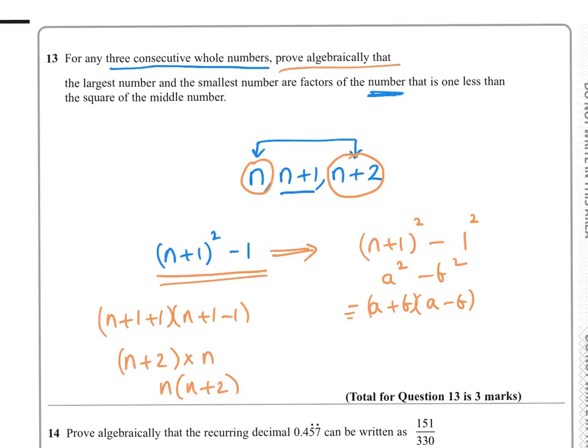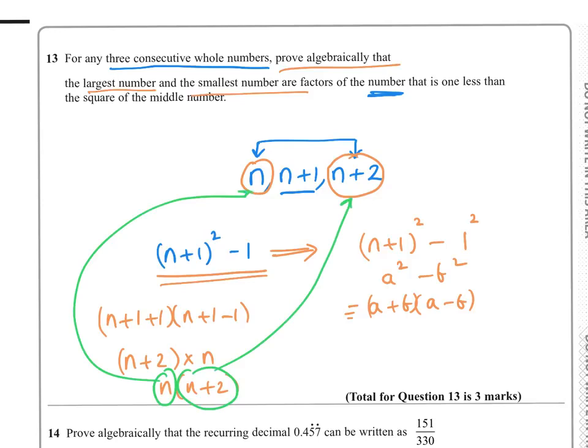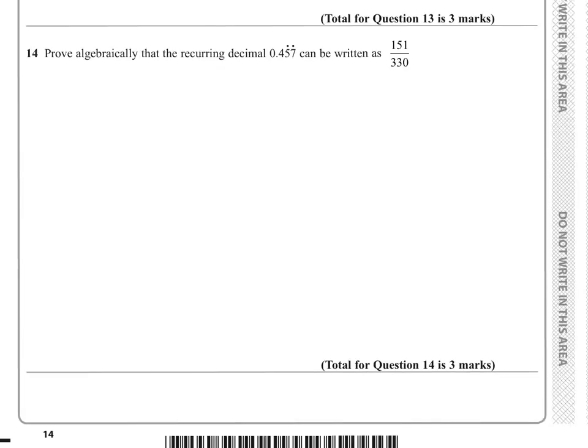Prove algebraically that the largest number and the smallest number are factors. Well, there you go. n is the smallest and n plus 2 is the largest, and they're both factors of 1 less than n plus 1 all squared, which is the middle number. Okay, so that's my way of doing it. You may have a different way of doing it, and that's really cool if you have. Anyway, good luck with these types of questions, because I think these are quite difficult.